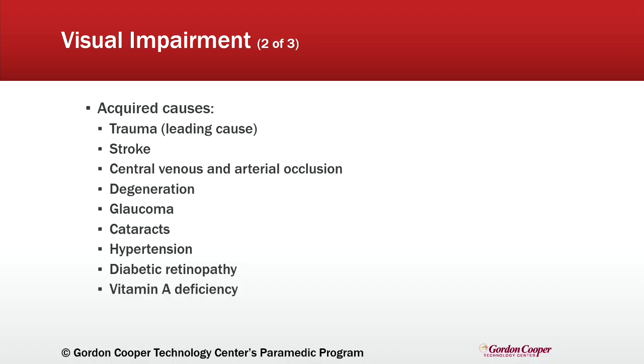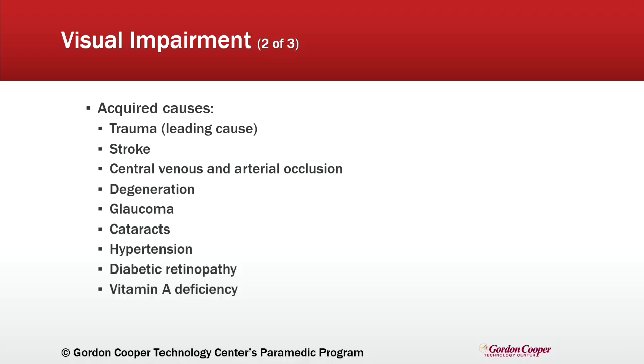Acquired causes of visual impairment include trauma, which of course is the leading cause of visual impairments. Stroke can lead to vision loss depending on the area of the brain that's affected. Central venous and central arterial occlusions can cause sudden vision loss. Age-related macular degeneration gradually impairs central vision. Glaucoma causes progressive damage to the optic nerve. Cataracts cloud the eye lenses and lead to blurry vision. However, cataracts are very treatable. Diabetic retinopathy is a complication of diabetes that affects the retina. Uncontrolled hypertension can cause damage to the blood vessels of the eye.